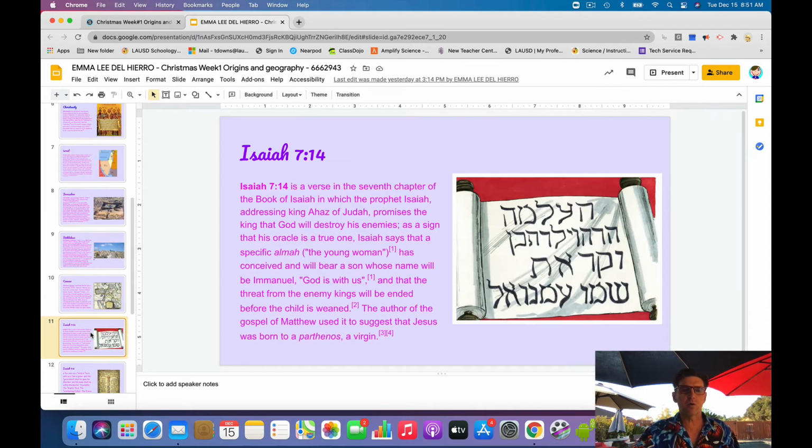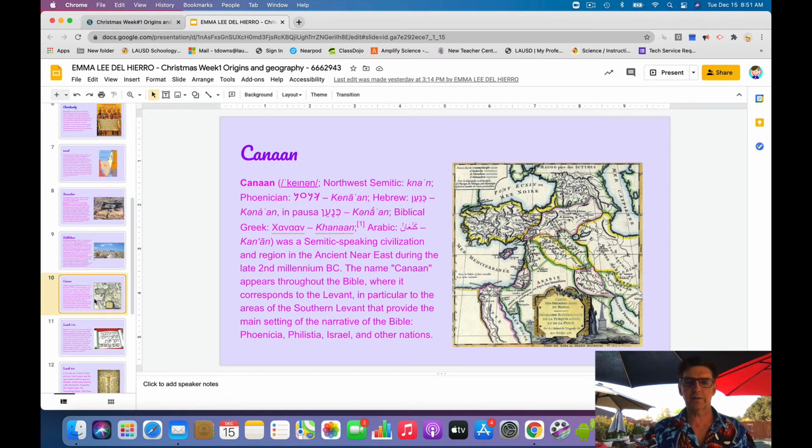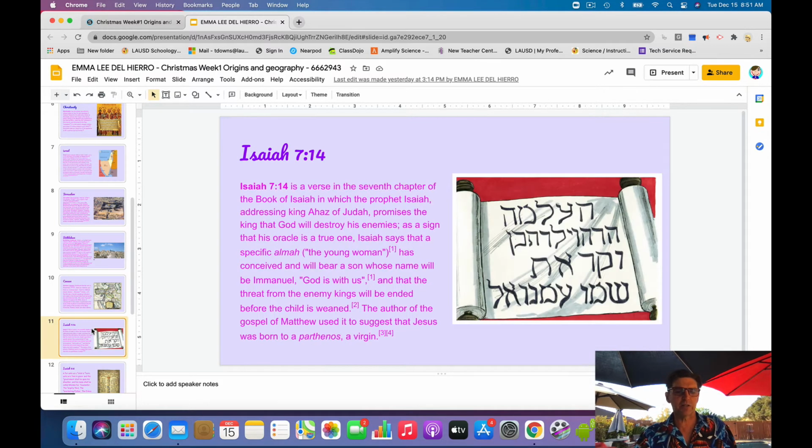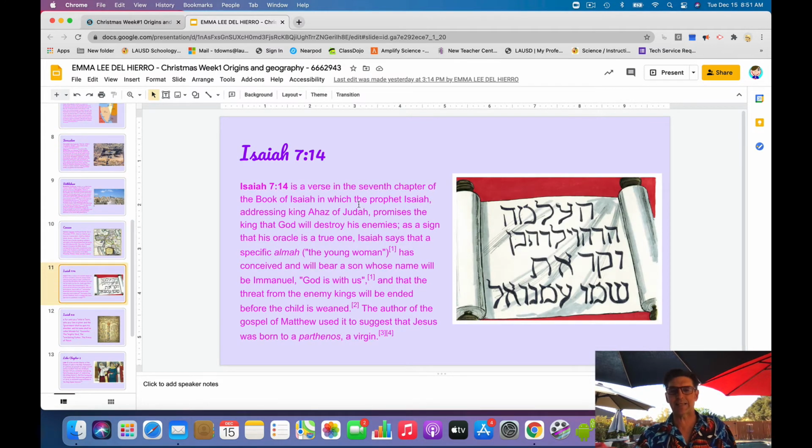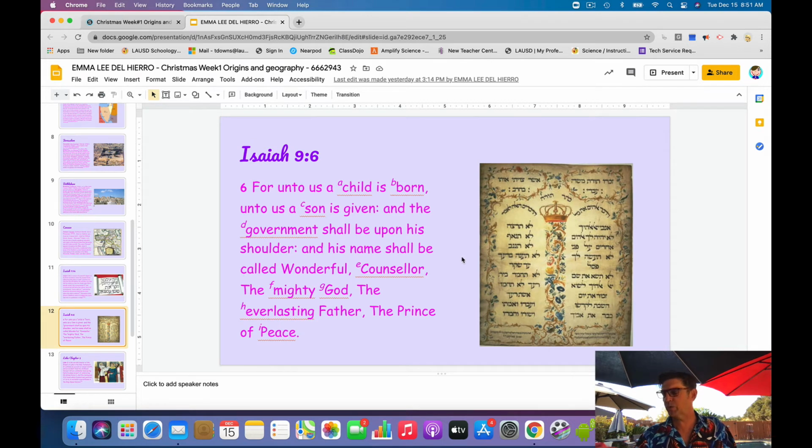Bethlehem, where Jesus was born, or not born, was he born there? Yeah, born there, but not from there. Canaan, the general area, we're going to study that after Christmas. Isaiah is the text, Old Testament text, that seemingly predicts the birth of Jesus. I say seemingly because not everybody believes that.